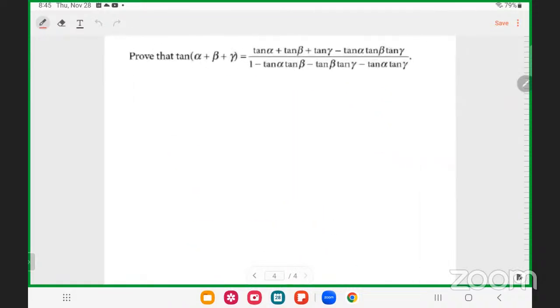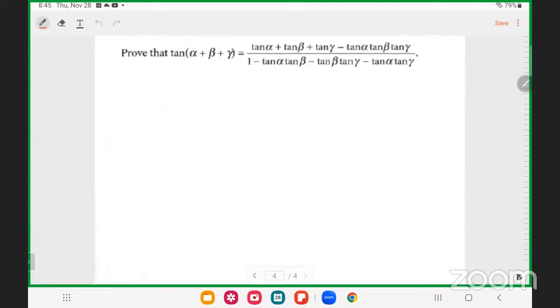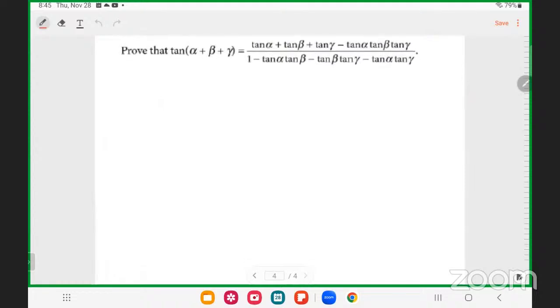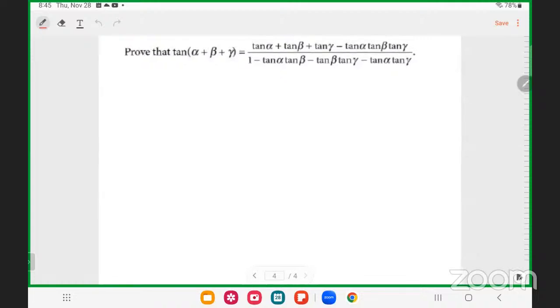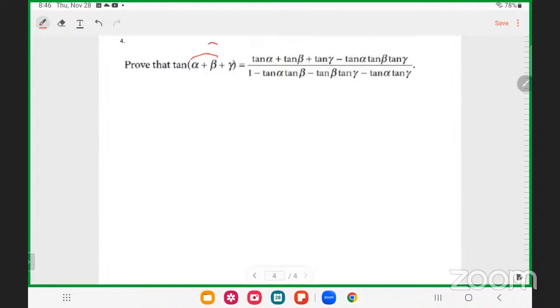Then the last question, we are told to prove the identity that tan(alpha + beta + lambda) is tan alpha plus tan beta plus tan lambda minus tan alpha tan beta tan lambda, and the whole of this. My advice to do this question would be to break it into two parts. Let's make this A and let's make this B. So this will become tan(A + B).